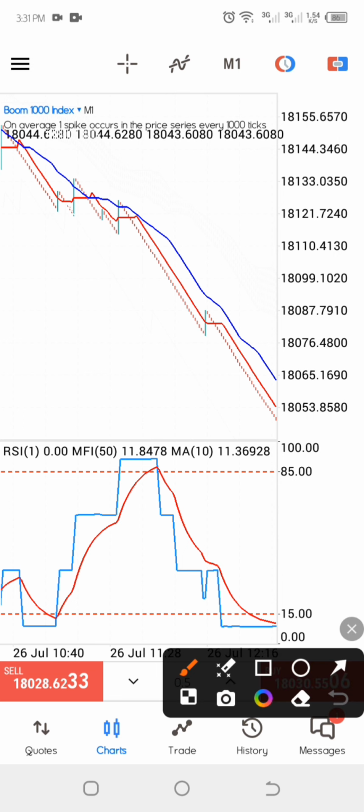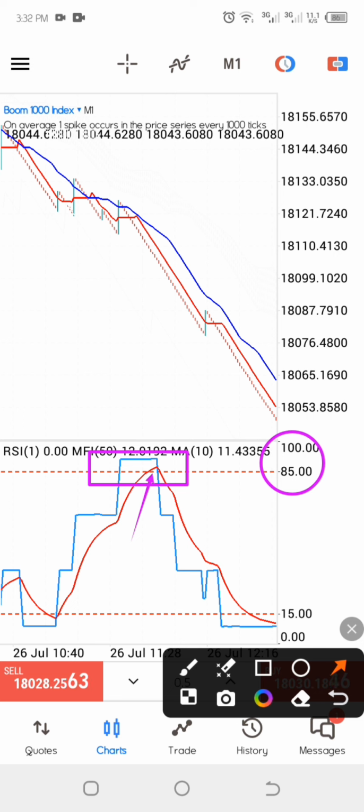And the confirmation is that you need to see that the money flow index has come straight to the 85 levels of the RSI. When it comes to the 85 levels of the RSI, now you want to wait for it to cross below the moving average, which you can see right here. So after it crosses below the moving average, now you look into your main chart.